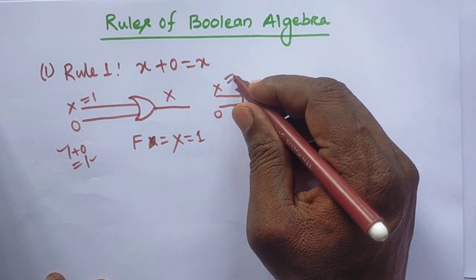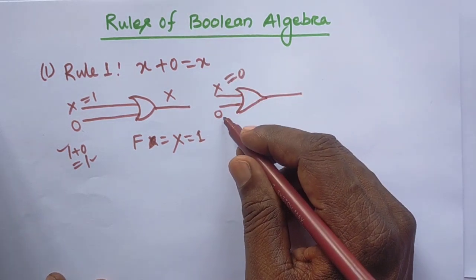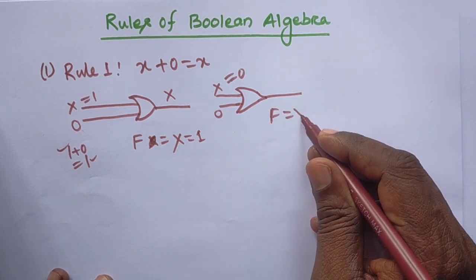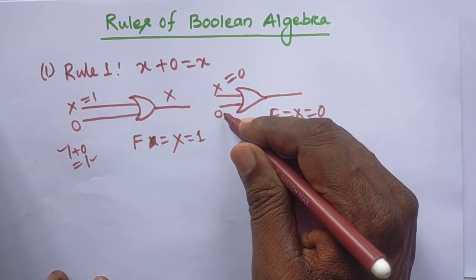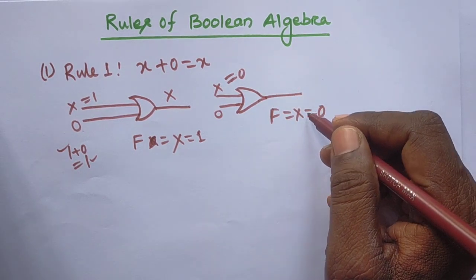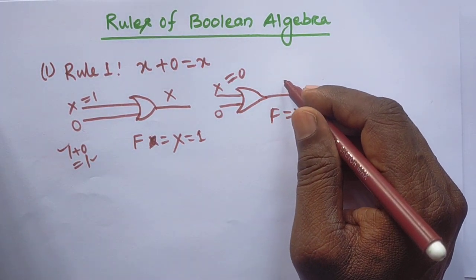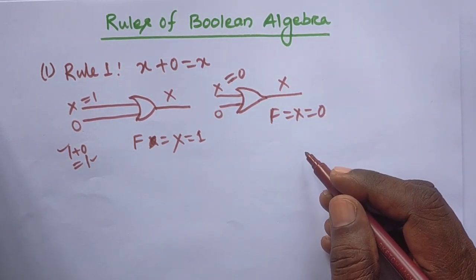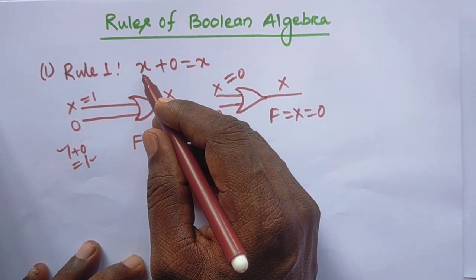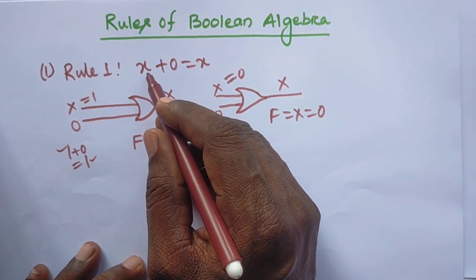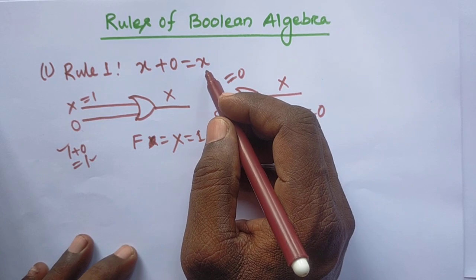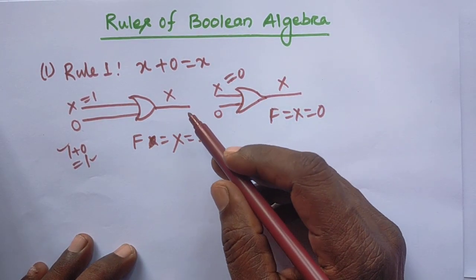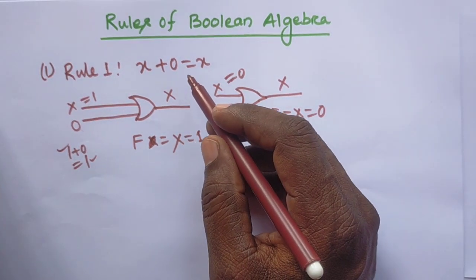Suppose x is equal to 0, for example. 0 plus 0, then what happens? The function is 0 plus 0, which means 0. So x is 0, and the result is also 0. The x value is also 0. So whatever value we consider for x, added with 0, the result will be x. We consider the OR gate in this way to prove that x plus 0 is equal to x.